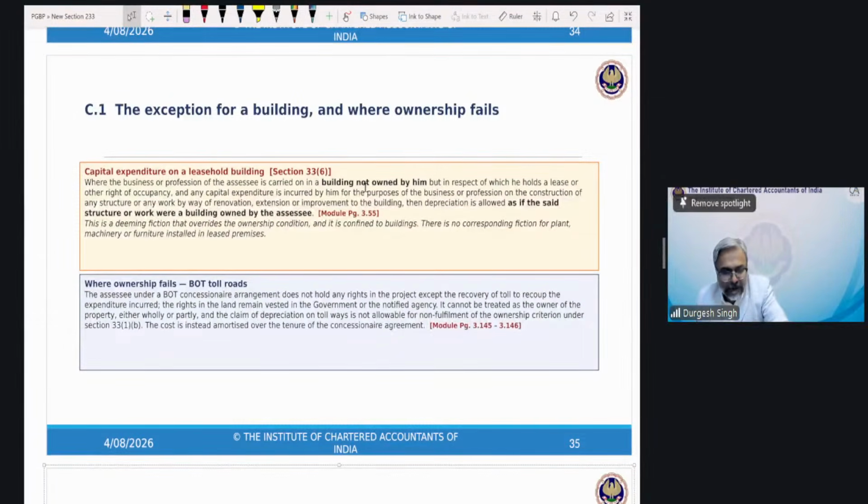So what it says: where the business or profession of the assessee is carried on in a building not owned by him. Why is he not owning the building? Because it is constructed on a leasehold land. If the land is on lease, automatically the building comes under the lease because the building is attached to the land. But in respect of which he holds a lease, obviously he is holding the lease, na? Or other right of occupancy, and this is the condition: he has incurred construction cost. He has incurred the construction cost, and any capital expenditure is incurred by him. So he has incurred the capex.